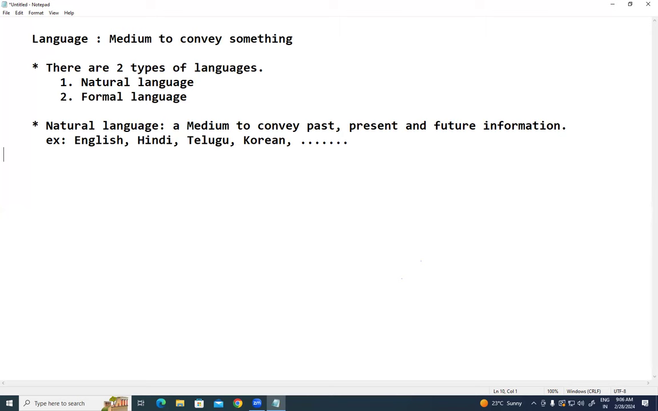Because there are some translators available. They will convert my high level language code to that binary language code, or machine understandable code. You're getting my point or not? Okay, I will also ask you a question. I'll explain that point also. Slowly we'll get into the subject, but first try to understand the basics. It is very, very important for everyone to know.